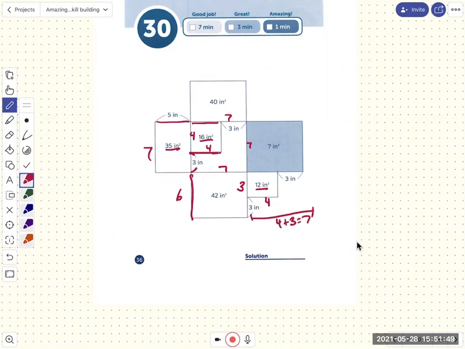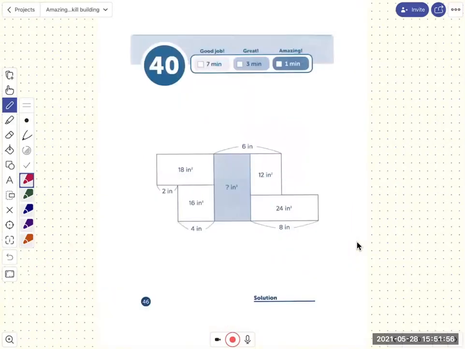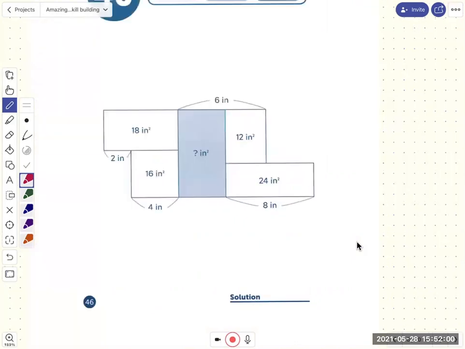And we've just got another 49 here. So this is 7 times 7 equals 49. So that one wasn't so bad either. Okay, let's see what happens in 40 if that gets to be a more difficult one.